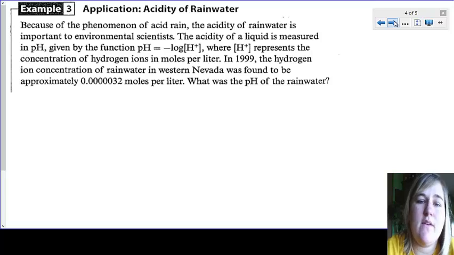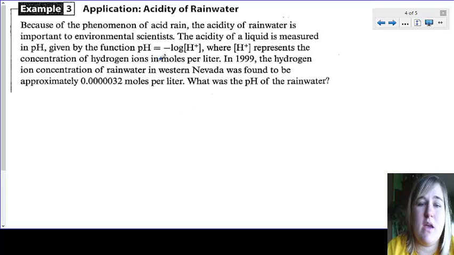Because of the phenomenon of acid rain, the acidity of rainwater is important to environmental scientists. The acidity of a liquid is measured in pH, given by the function pH equals negative log of H positive, where H positive represents the concentration of hydrogen ions in moles per liter. In 1999, the hydrogen ion concentration of rainwater in western Nevada was found to be approximately 0.000032 moles per liter. What was the pH of the rainwater?